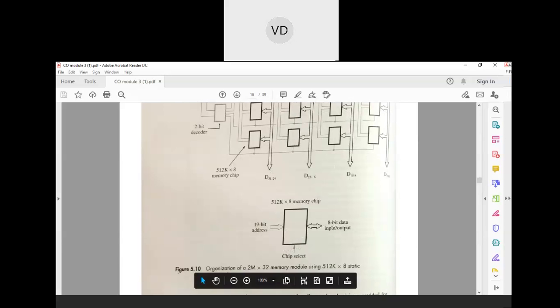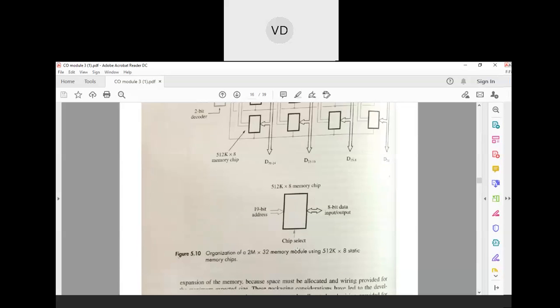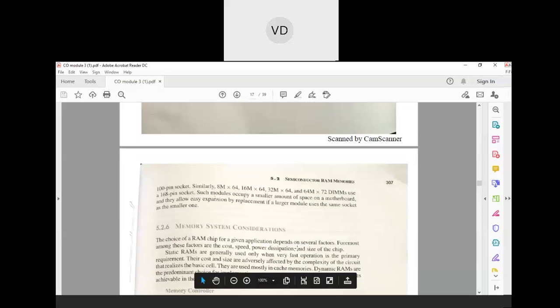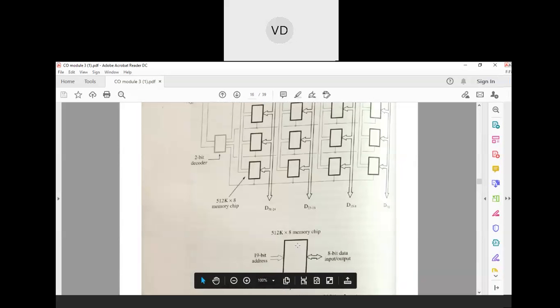To specify which column we are using, we have the remaining 2 bits. Each of them has 8 bits of data. The 8 bits of data will be given using the chip select. The same procedure is followed. So this is how you do the transfer for larger memories.